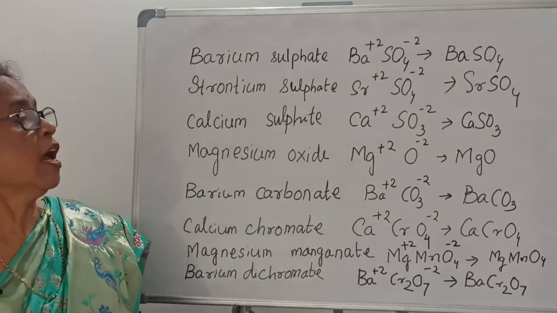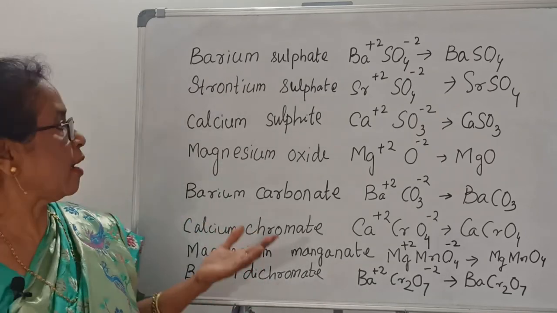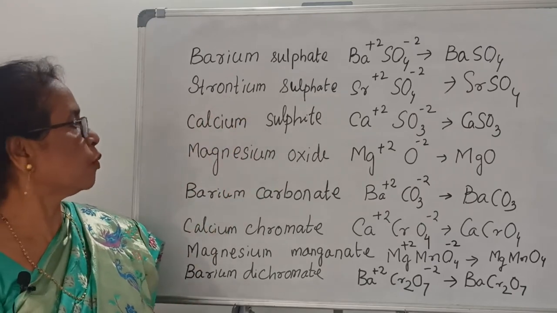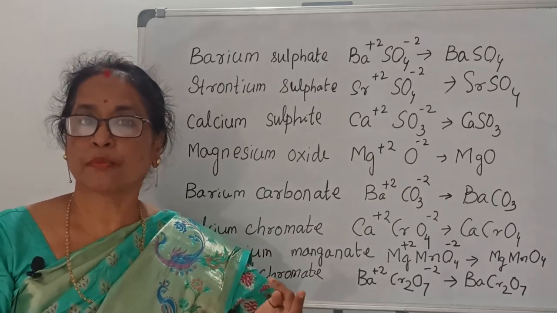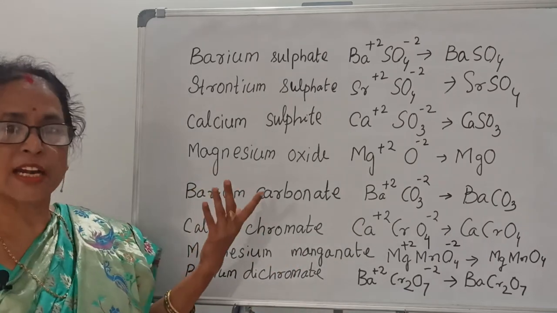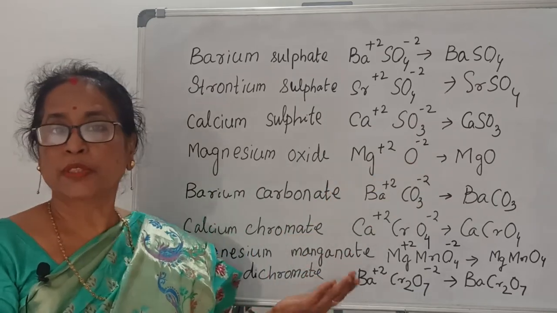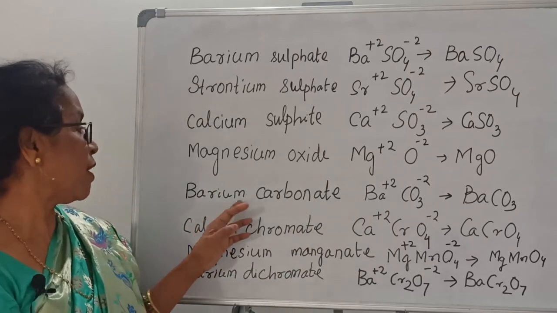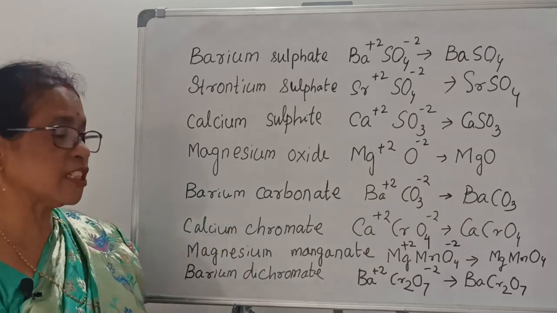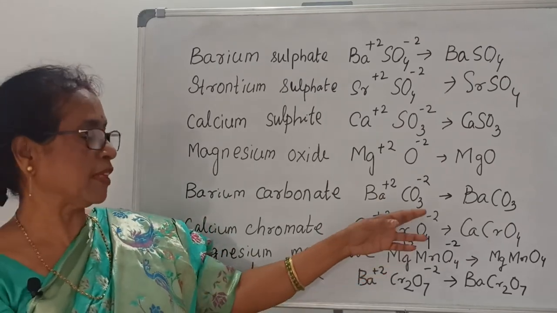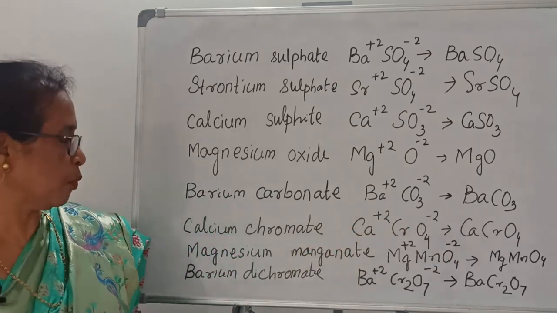We can check how the other compounds also form with the help of divalent anions. So strontium sulfate SrSO4, calcium sulfite CaSO3, where sulfide is minus 2, SO4 minus 2 is sulfate. And oxide is minus 2, so magnesium oxide MgO. If you say calcium oxide CaO, if you say strontium oxide SrO, like this. Then barium carbonate BaCO3, because 2 cancel, so the formula is BaCO3. Calcium chromate. Chromate is CrO4 having minus 2 charge and calcium plus 2 charge. Cancel each other, the formula is CaCrO4.